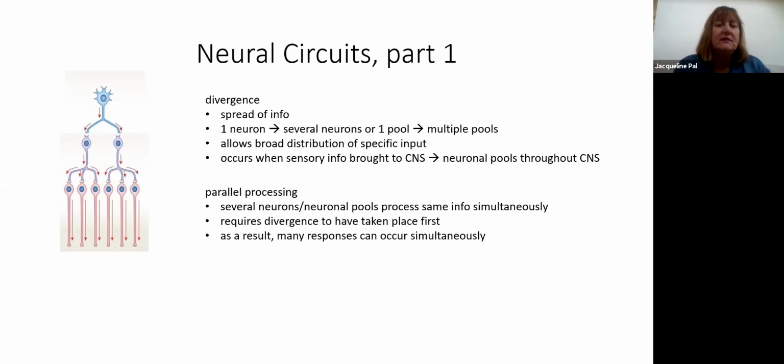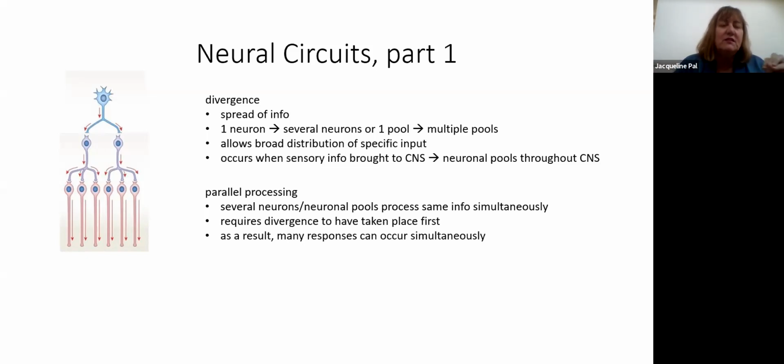And what this enables to happen is that at the end, we can have many responses, not just one neuron affecting one little motor unit, but we can have multiple neurons at the other end, all creating responses.